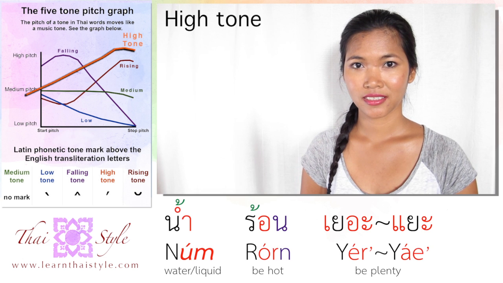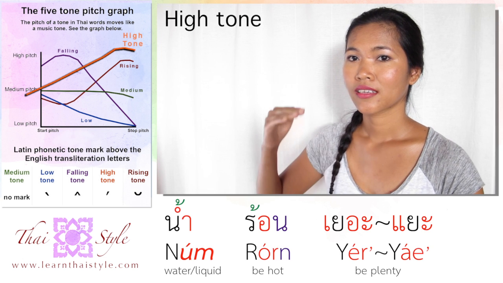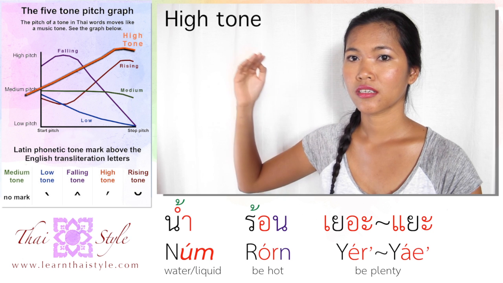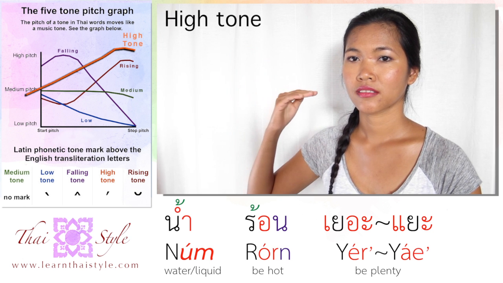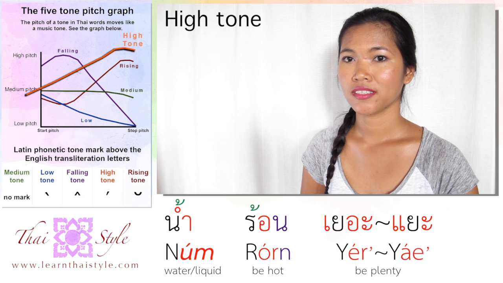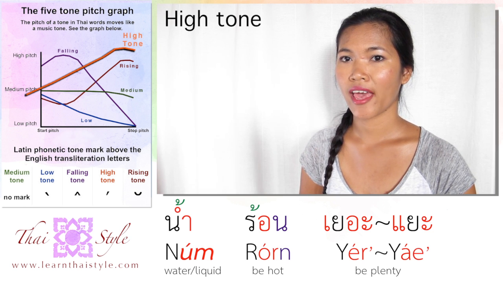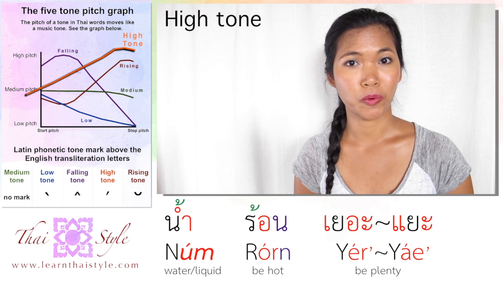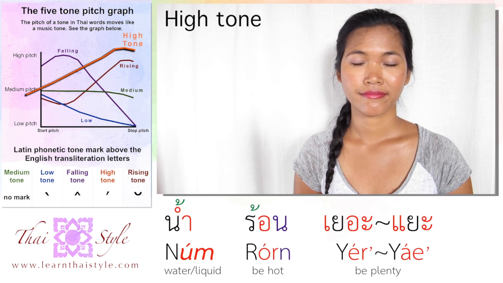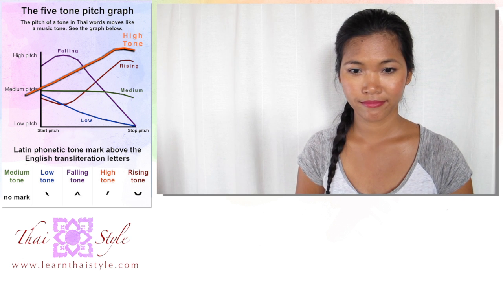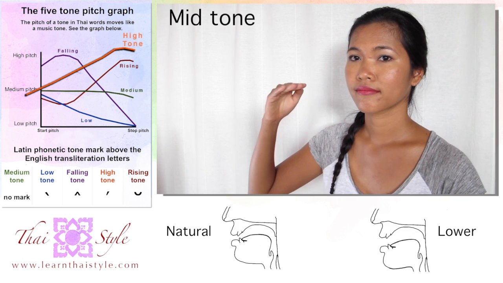Example sentence: น้ำร้อนเยอะแยะ. It means plenty of water. Let's compare the tones.